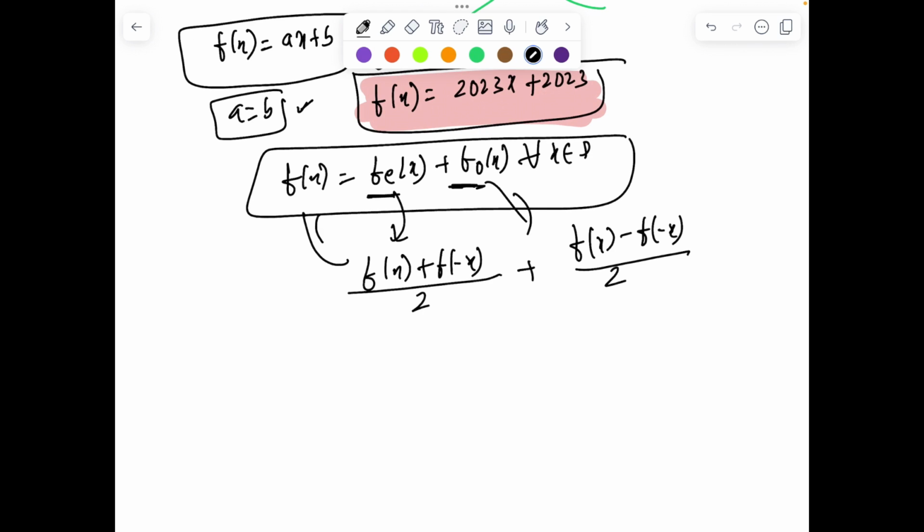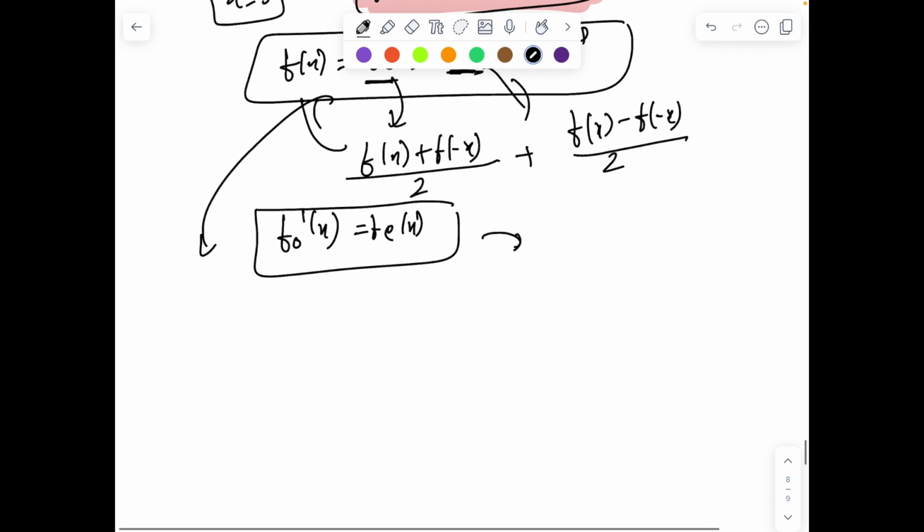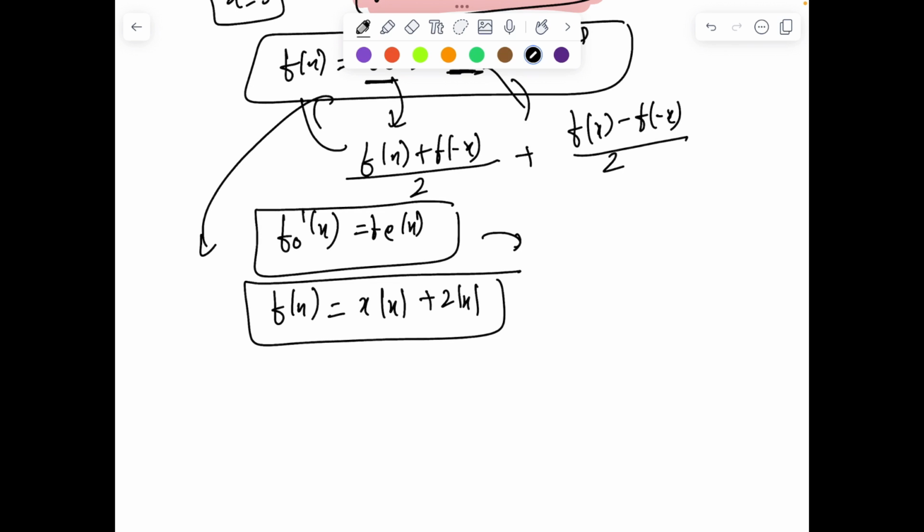So now if I put f of x as f_e and f_o in the original equation, you can see you'll get f_o dash equals f_e. It means the odd part's derivative must be the even part. And this shows that only the odd part of f needs to be differentiated, and some function which you can think of is x mod x plus 2 mod x, where this part's derivative is coming out like that, right?